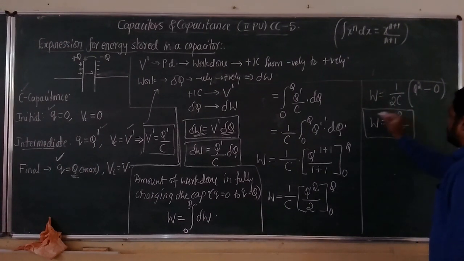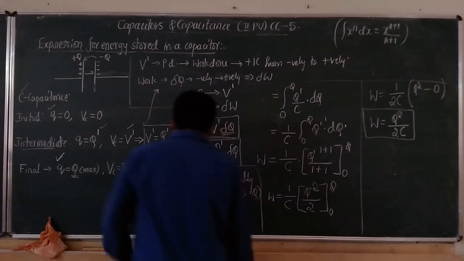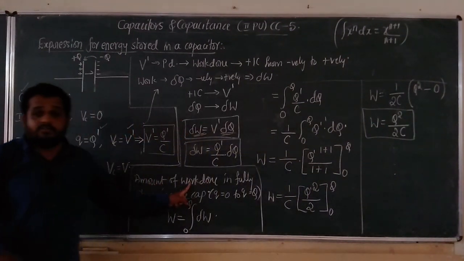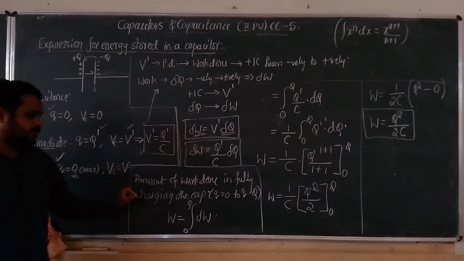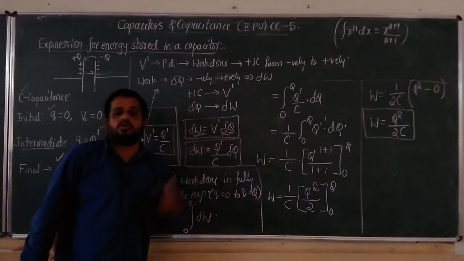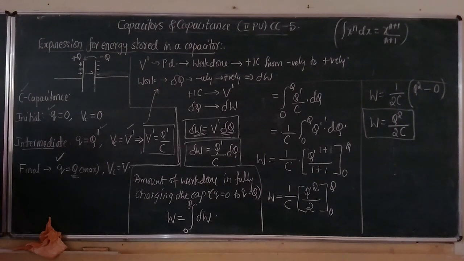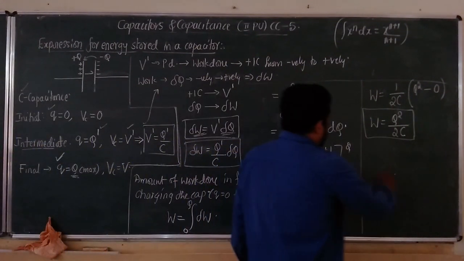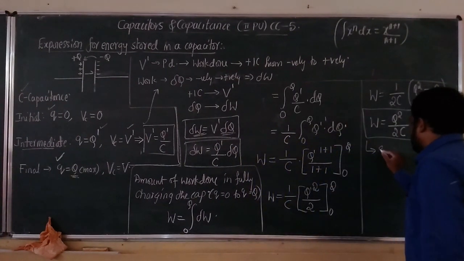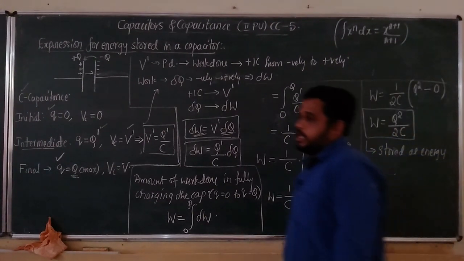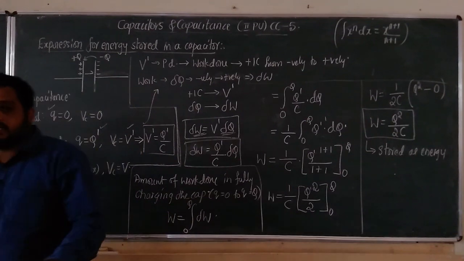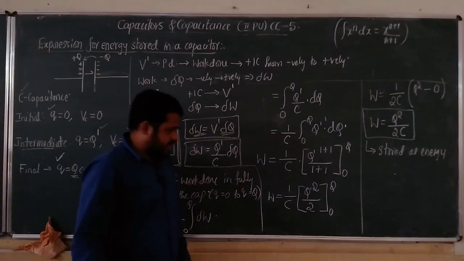Now what is this Q square divided by 2C, or W? It is the amount of work done by the external supply or battery in fully charging the capacitor from Q equal to 0 to Q equal to Q, its maximum value. This work done is stored as energy in the capacitor. The amount of work done in charging the capacitor itself is stored as energy.